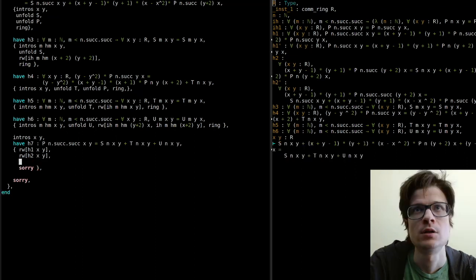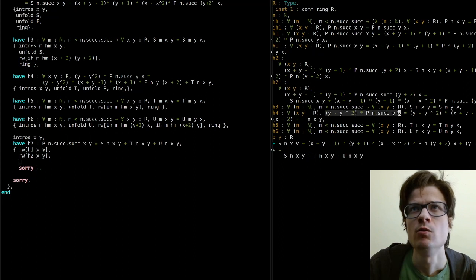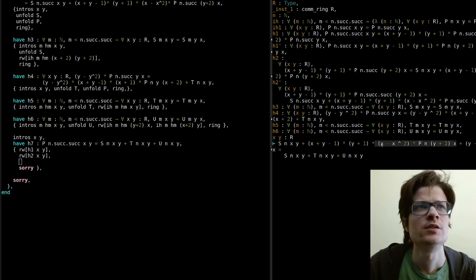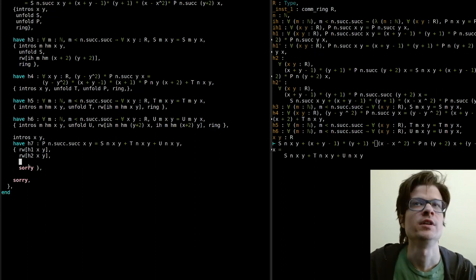of xy. And now what I hope will happen is I think h4 will be the next one that would apply. So h4 will apply to something of the form y minus y squared times p unstuck yx. Do I have something? And I do have a term like that. I have this subterm here, and then I have this other one here, which is the same thing, just sort of reversed with x and y. So that's promising.